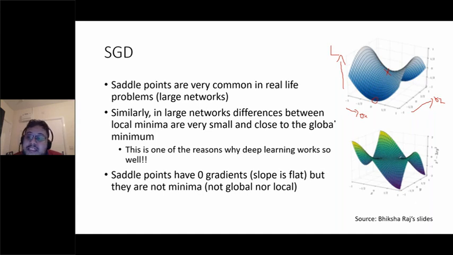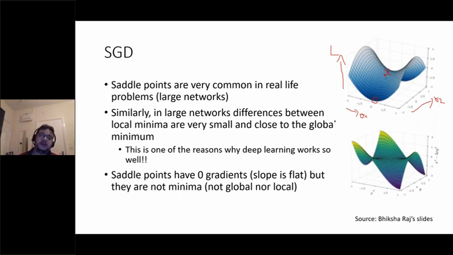Because its gradient is zero. You can see the surface is flat below it. Its gradient will be zero. But it is not a minimum. It's not even a local minimum. There is just a point next to it that is better. This point is better than this one. And it is just next to it.